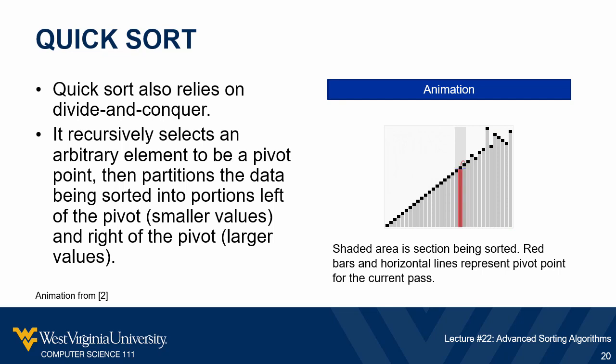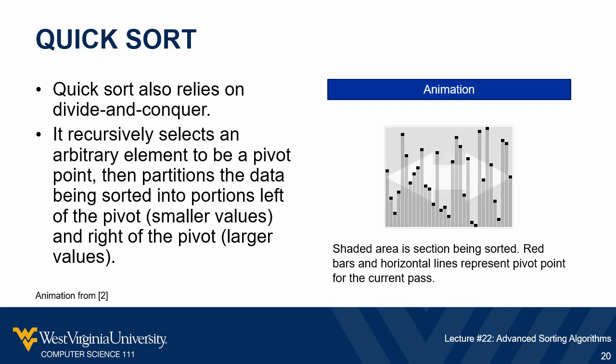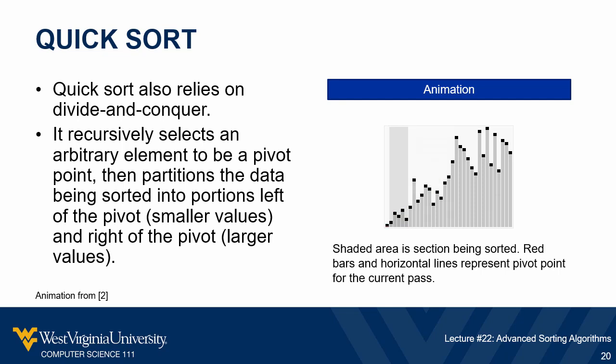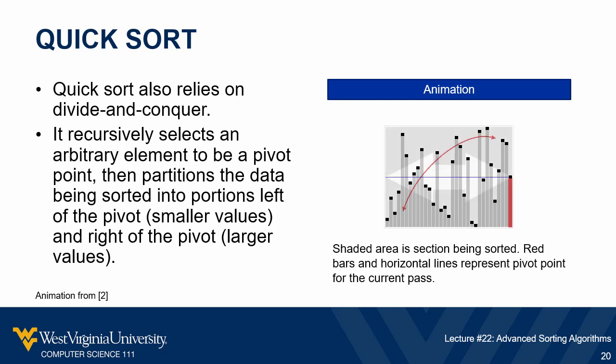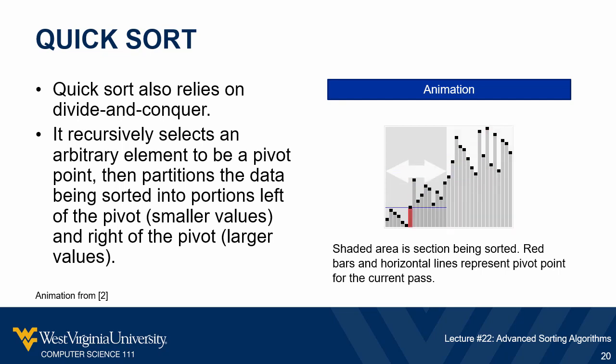What it's going to do is it's going to take the value there from that pivot point, and it's going to go and create two subarrays. It's going to go and have a partition that will be values that are smaller than the pivot point. Those are going to be to the left of the pivot, and then ones that are larger to the right of the pivot. So in this animation here, the shaded area is the part that we're going through and focusing on sorting. The red bar is the pivot point for the current pass, and then you can see it's going through and swapping around values depending on where they are relative to that pivot point's value.